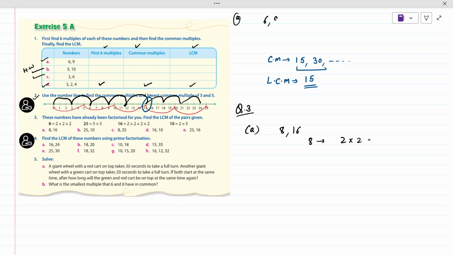It is 2 into 2 into 2. And for 16, this is 2 into 2 into 2 into 2. Okay, these are the factors given to us.